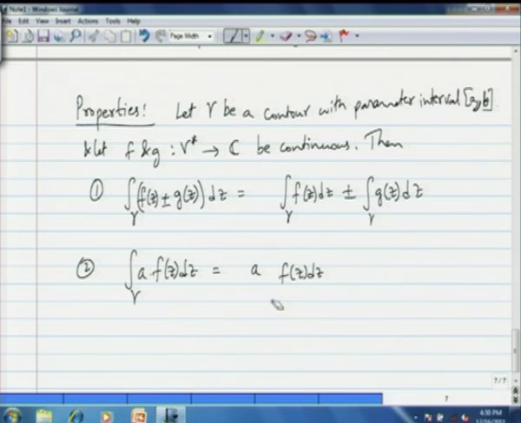This is over gamma, for any a belongs to C. So, if a is a constant like that, it scales out of the contour integration.